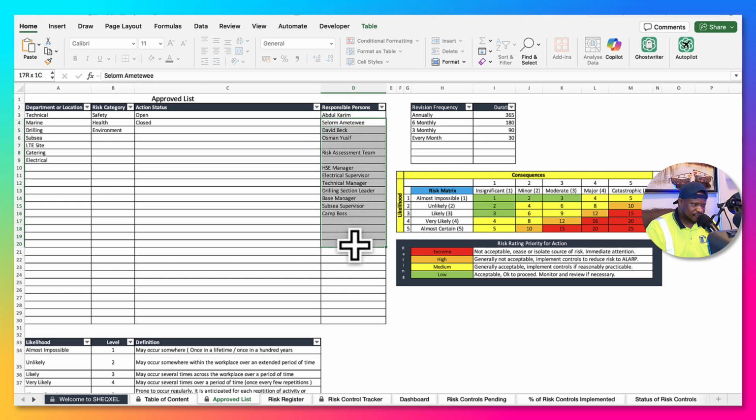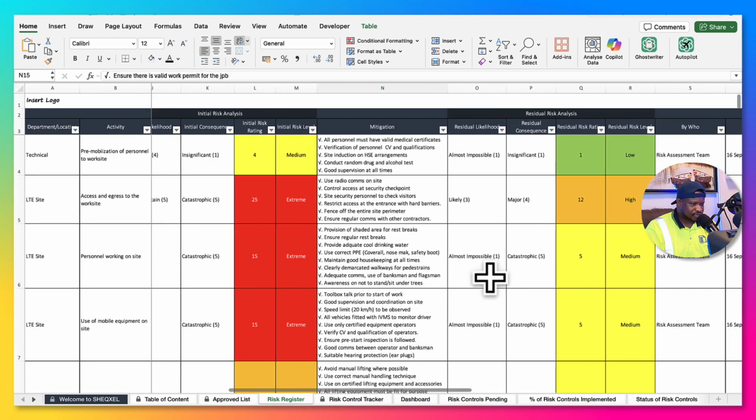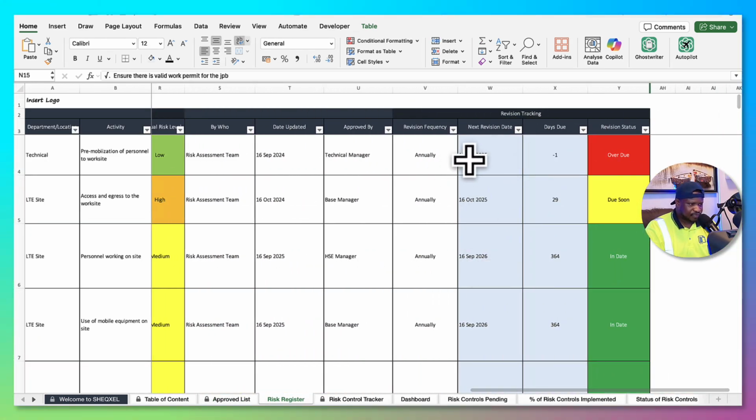Basically, this is a list of responsible persons by their names or just job positions, which you're going to use in the risk register and the risk control tracker. And again, we have the revision frequency. We believe that a risk register is a living document that must be updated regularly for any changes in the factors of risk assessment, whether a new hazard, new employee, new equipment, new location, or any conditions that can change. You need to make sure you have a frequency for revision and review of the document. So we've provided them here, where the duration for review is stated. That has been integrated in the register, so that it automatically provides the next revision date.